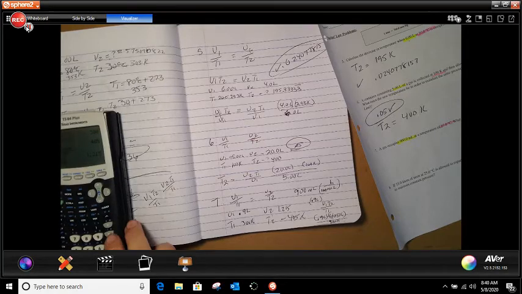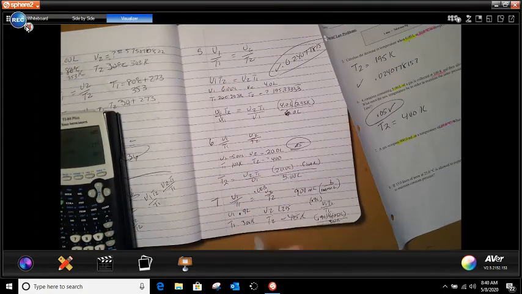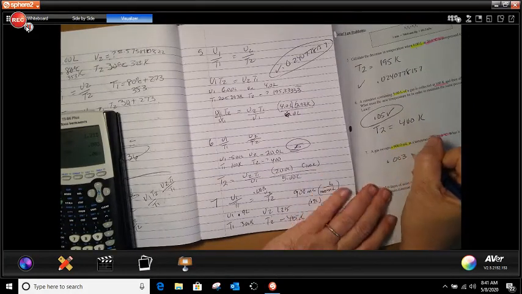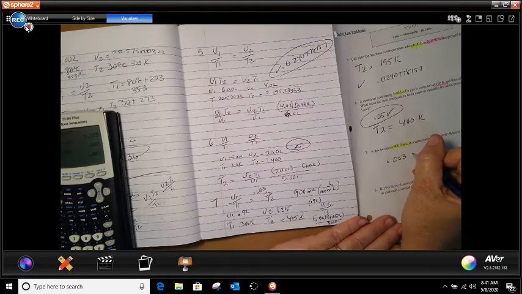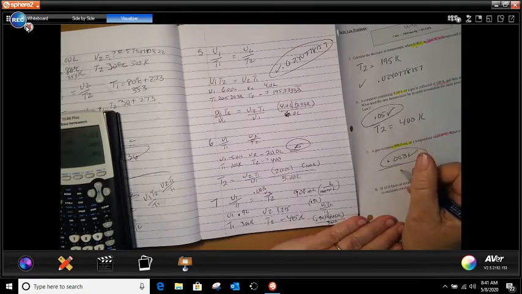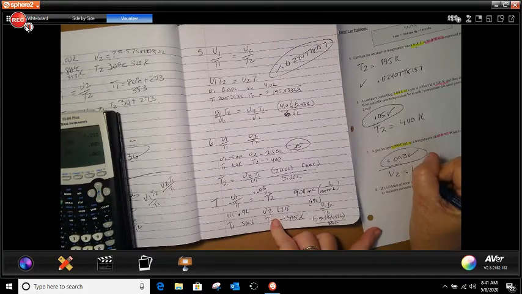So if I take that second answer, and then I divide that by 405, I get 0.003. If I take this next answer and divide it by 300, I get 0.003. So my check answer is 0.003. And the answer that I'm looking for here, which is my volume 2, is equal to 1.2, and we're going to call that liters.